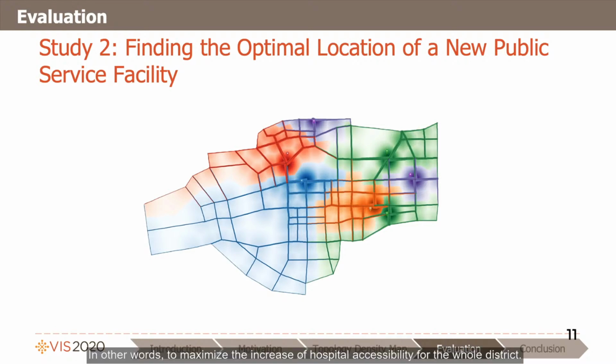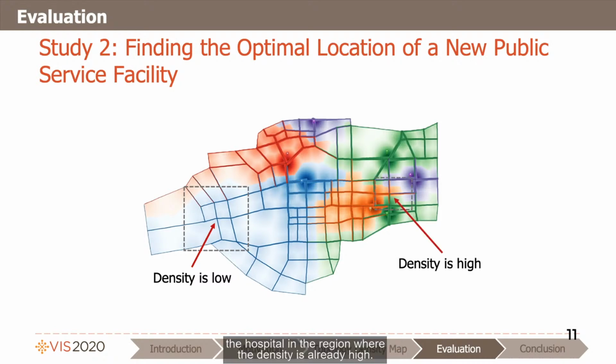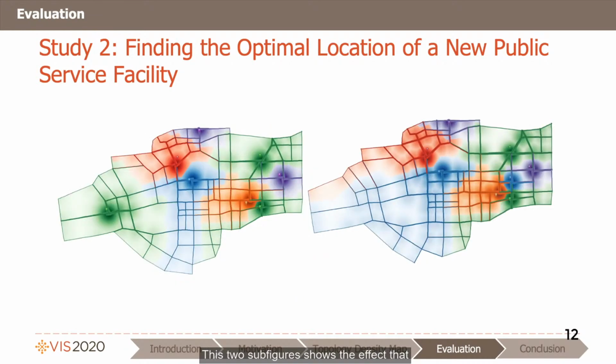In other words, to maximize the increase of hospital accessibility for the whole district, two possible locations are available. We can put the new hospital in the region where density is low. Another place is in the region where the density is already high. These two subfigures show the effect after we add the two different hospitals respectively.